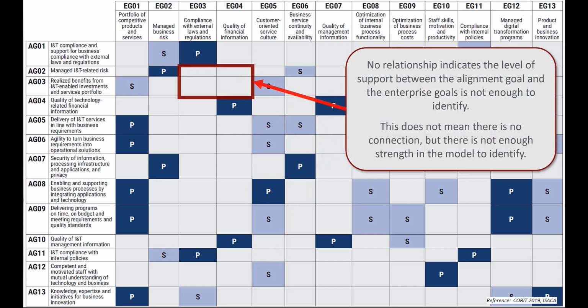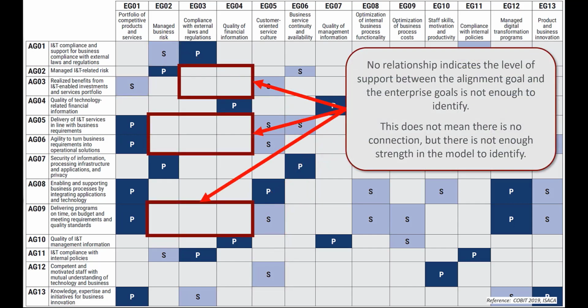The third option we have is no relationship. Well, that says, hey, we haven't really identified a significant connection between the alignment goal and the enterprise goal. Now, you may in your organization, because remember, everybody has different cultures, we have different organizational structures, but within this model, there wasn't enough to identify it as a primary or secondary. Can you change that? Of course you can.